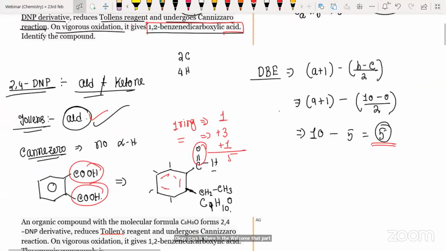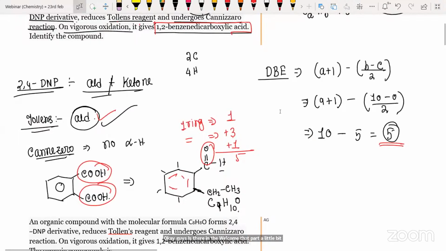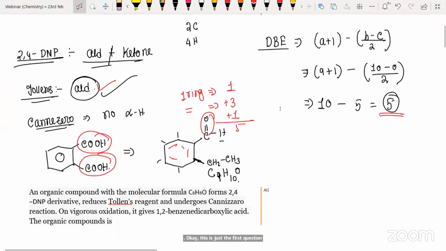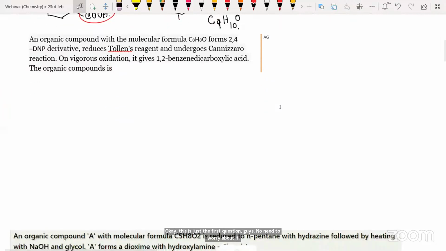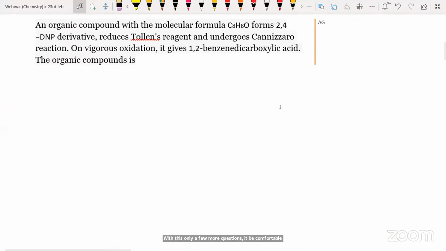Okay, this is just the first question, guys. No need to worry about it. We'll be solving a few more questions. You'll be comfortable by then. Correct? Now, I'm going to give you 1.5 minutes to solve this question. Read it up, guys. This is a similar kind of question. Your time starts now. I'll be taking all of your doubts, guys, but first solve this question.